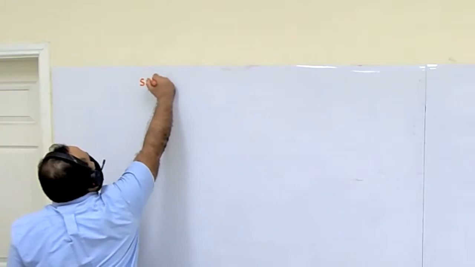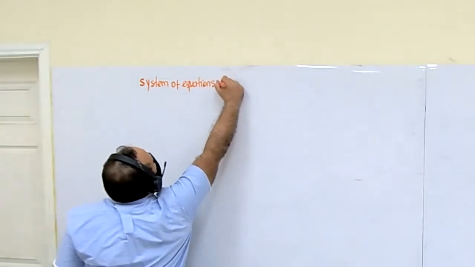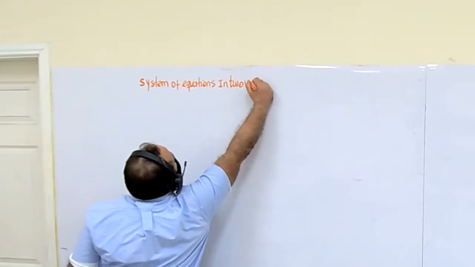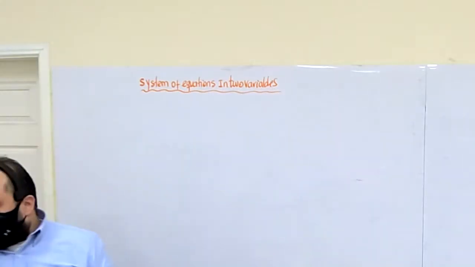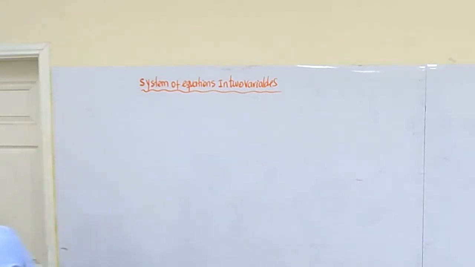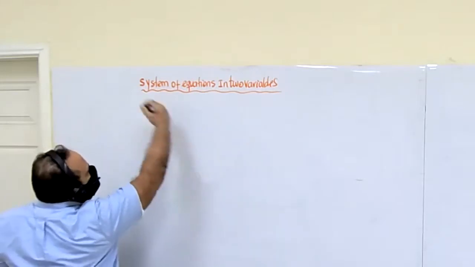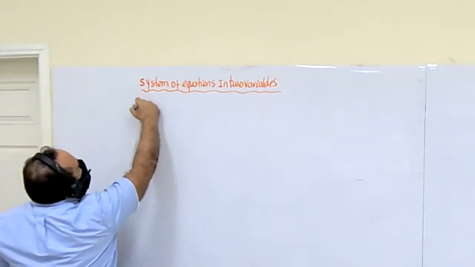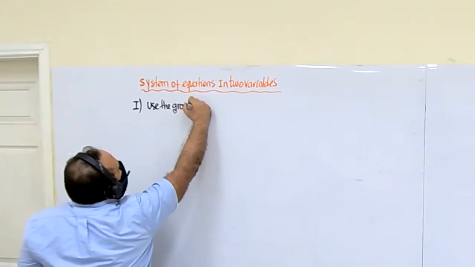Okay, so today we're going to continue with solving our system of equations in two variables. All right. In the last class, we learned how to solve systems of equations in two variables applying the substitution and elimination methods. Now, we're going to learn how to solve the following system of equations using the graphical technique, or the graph method.